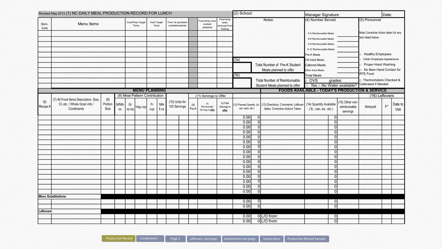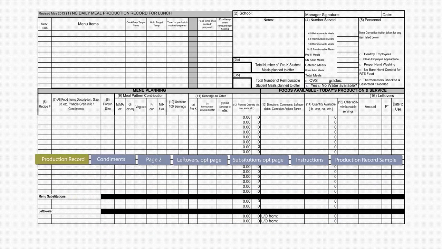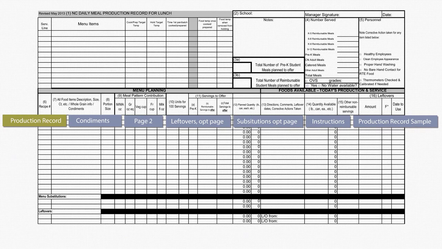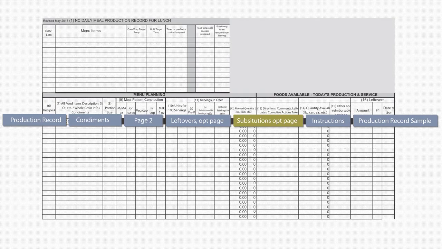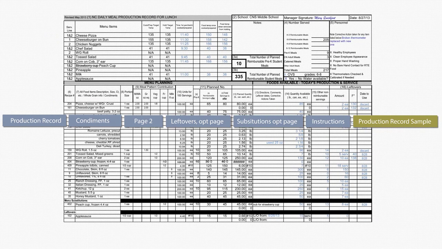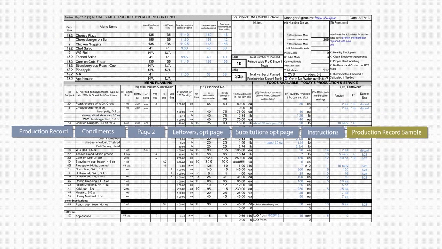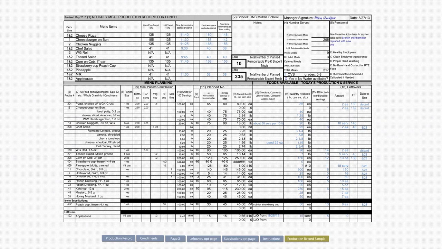The daily meal production record must be kept in the kitchen area for quick and easy reference while preparing and serving food. Click on the worksheet tabs at the bottom to find additional pages for condiments, a la carte items, leftovers, instructions, and a completed sample. Now, let's get started by reviewing each section of the document.